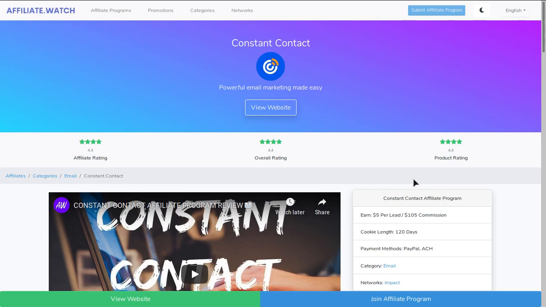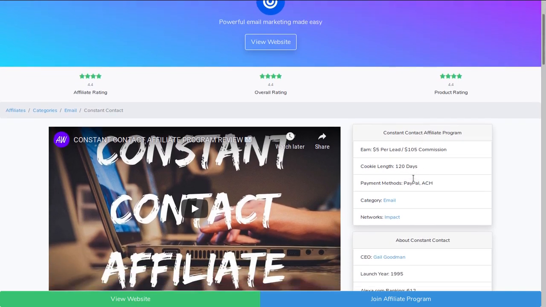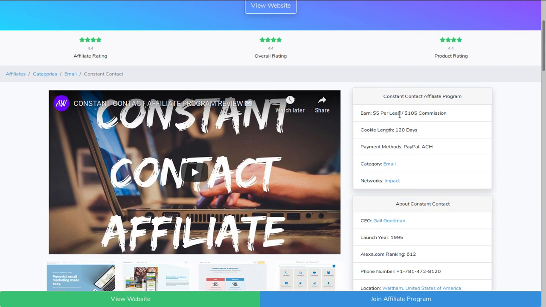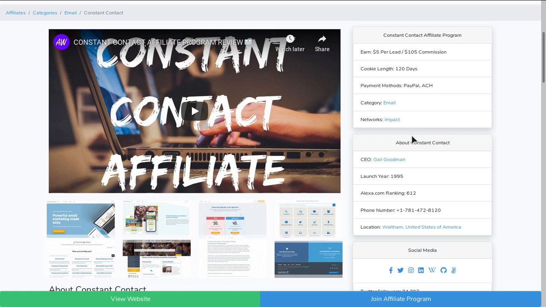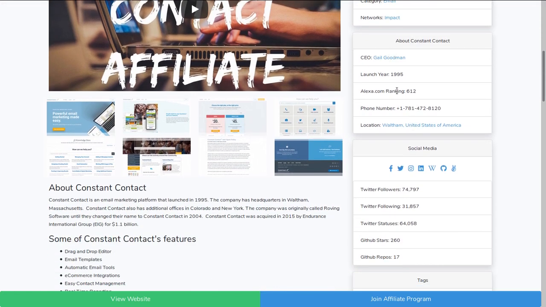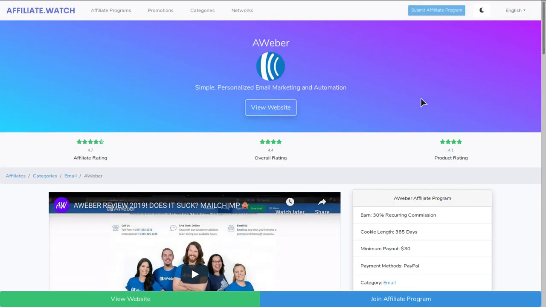And then the next one we're going to be going over is Constant Contact, which pays $5 per lead and $105 per commission. Cookie length is 120 days and they pay out via PayPal or ACH. And they are on the Impact Affiliate Network, so they're not independent. However, I can highly vouch for the Impact Network and tell you it's very good. They have a lot of good companies on there that you can work with. They launched in 1995 and their Alexa ranking is 612, okay?